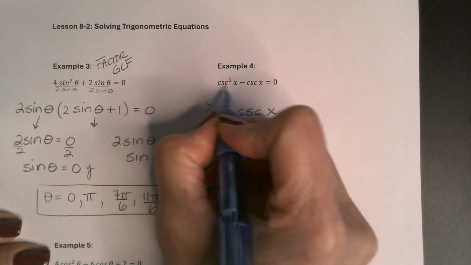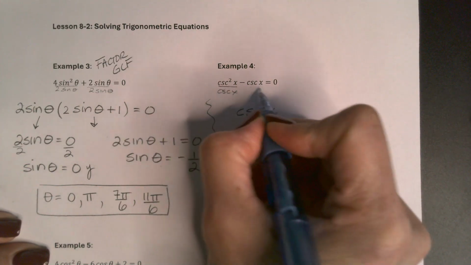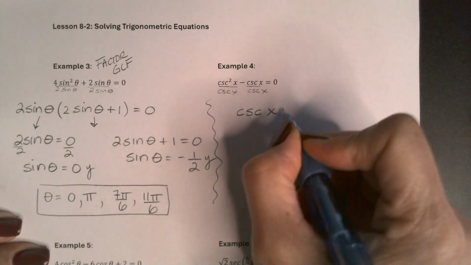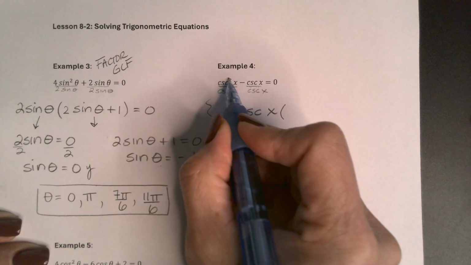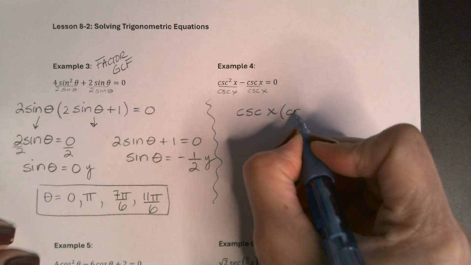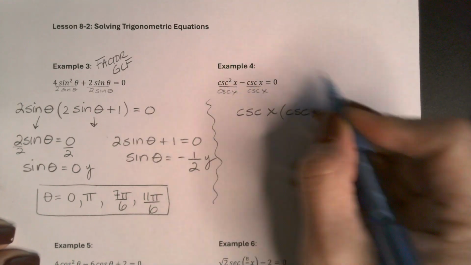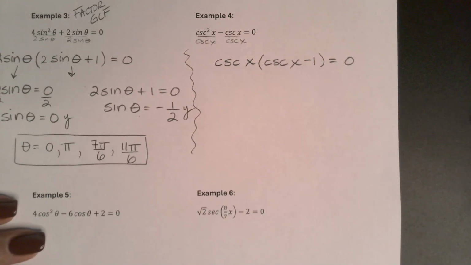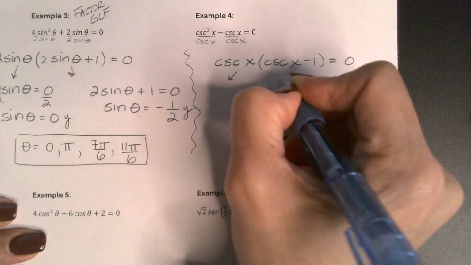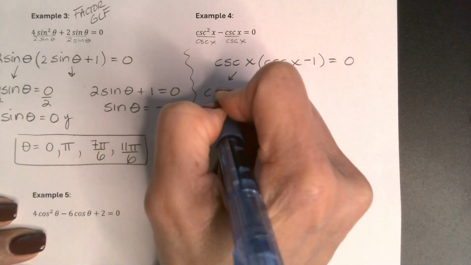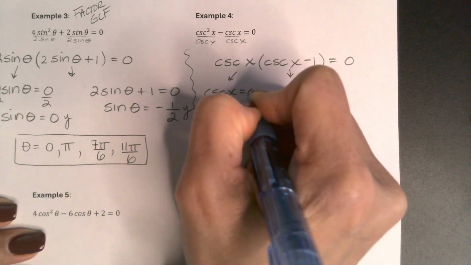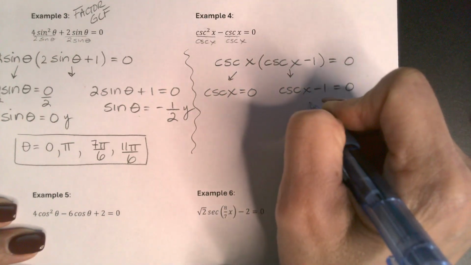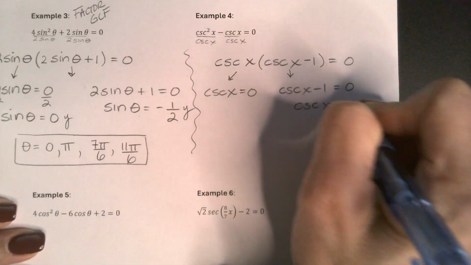So if this is my GCF, again, you are dividing, in essence, by that term. So this, if I divided it, will end up as cosecant x. This would end up as a 1. I have two factors that I need to set equal to 0, this one and this one. So I'm going to set cosecant x equal to 0, and cosecant x minus 1 equal to 0. So cosecant x is going to equal 1.